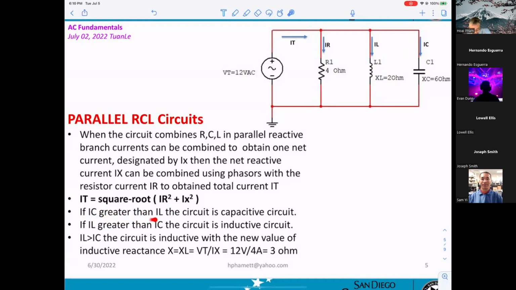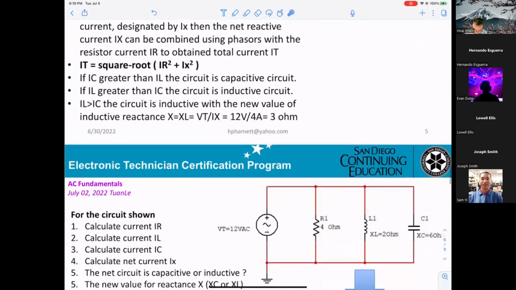If IC is greater than IL, the circuit is a capacitive circuit. If IL is greater than IC, the circuitry will be inductive. Okay, for this one, we already calculated, let's see, the inductive reactance. We're here.